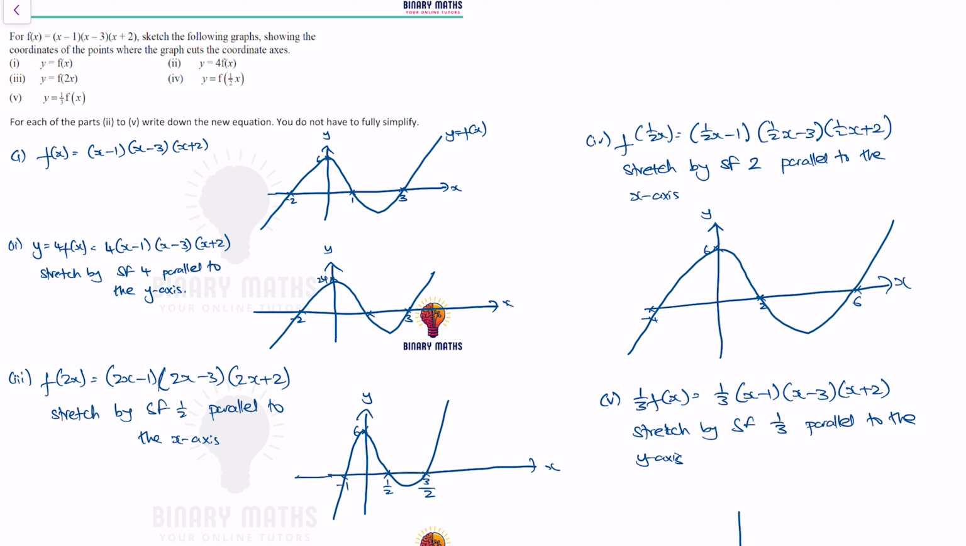So again, the roots stay the same, which is minus 2, 1, and 3. But the y-intercept, which is 6 times by a third, 6 times by a third is 2. So the y-intercept will now be 2. If you join it up, you get something like this.